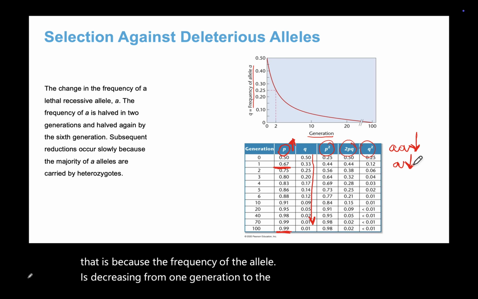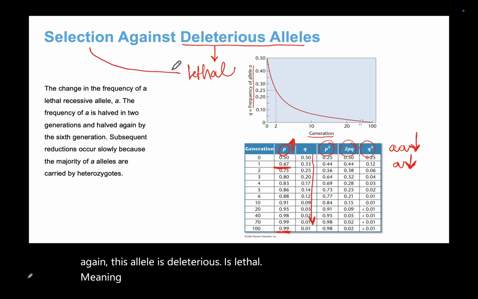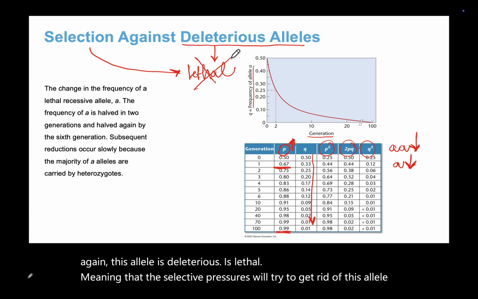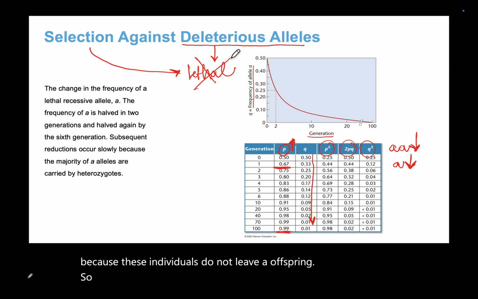And that is because, again, this allele is deleterious, is lethal, meaning that the selective pressures will try to get rid of this allele, because these individuals do not leave an offspring, so they can't reproduce. So there is no reproductive success associated with this allele, neither with this phenotype.